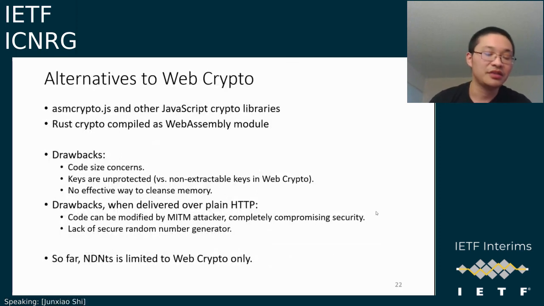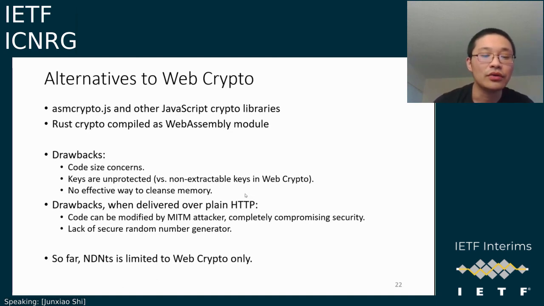There are some alternatives to Web Crypto. First is a JavaScript crypto library, such as asm-crypto. The other option is I can compile RustCrypto as a WebAssembly module. But both have drawbacks. First is the code size increase by at least 10 kilobytes, maybe 200 kilobytes in the case of certain asm-crypto. And the keys are not protected anymore. Remember, in Web Crypto the keys are non-extractable, but if I use JavaScript crypto, that is not there anymore.